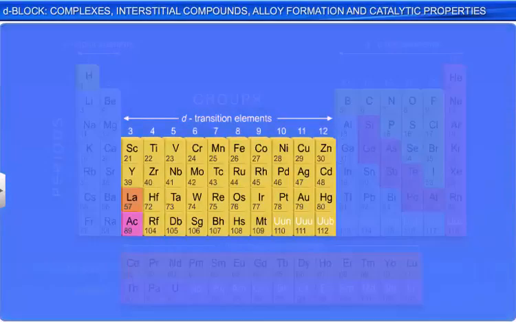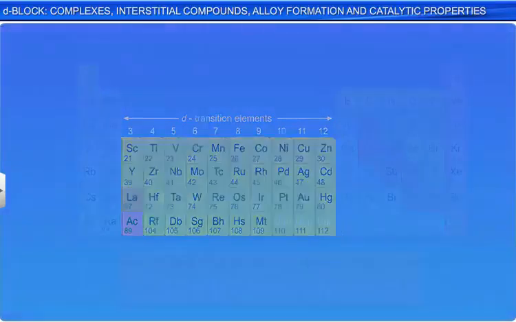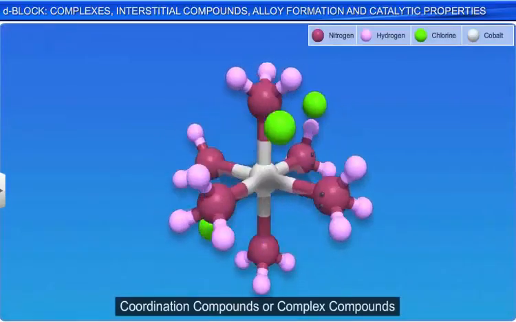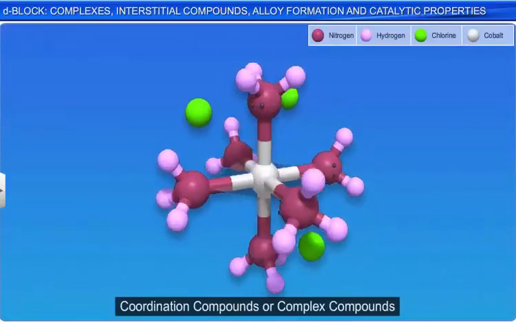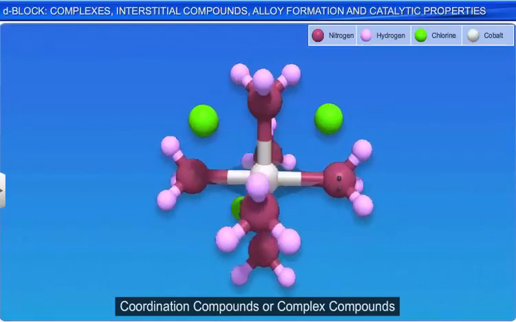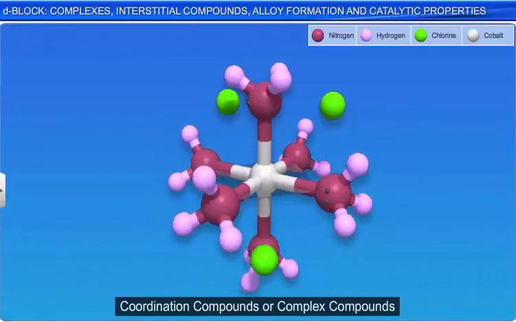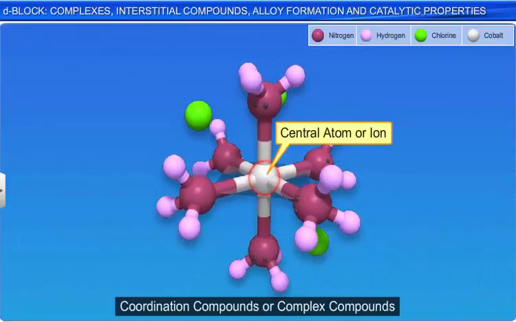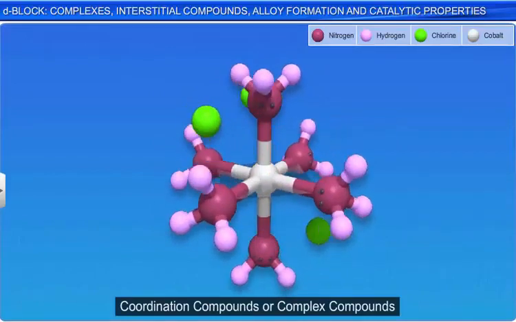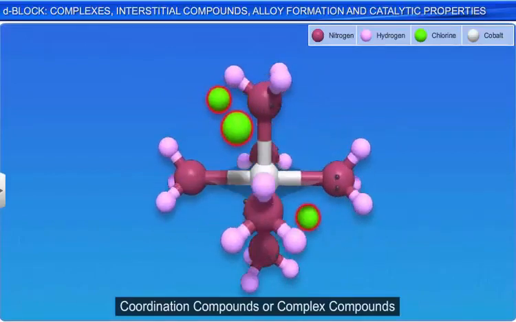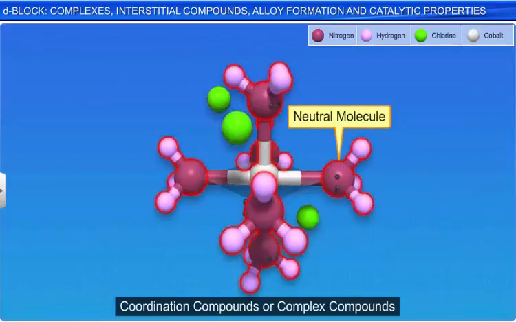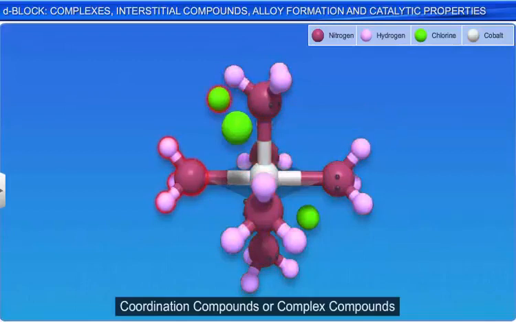The transition elements have an unparalleled tendency to form coordination compounds or complex compounds. Complex compounds are those in which a central atom or ion is surrounded by a number of anions or neutral molecules possessing a lone pair of electrons. These surrounding anions or molecules are called ligands.